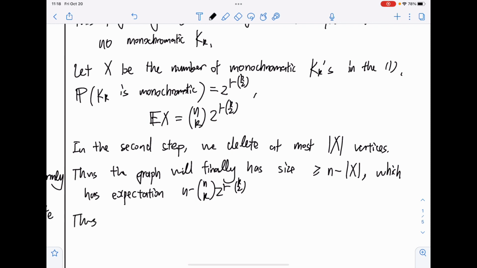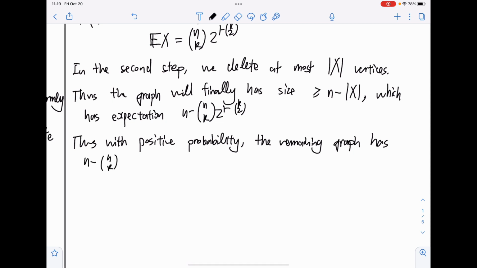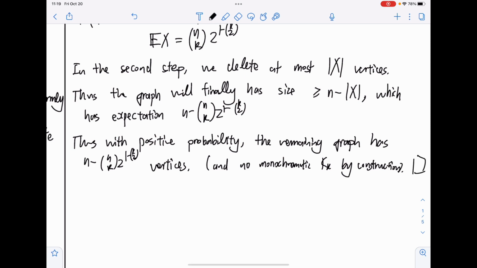Then we can conclude that with positive probability, the remaining graph has n minus (n choose k) times 2 to the power of 1 minus (k choose 2) vertices, and also has no monochromatic K_k construction. Yeah, and this completes the proof.